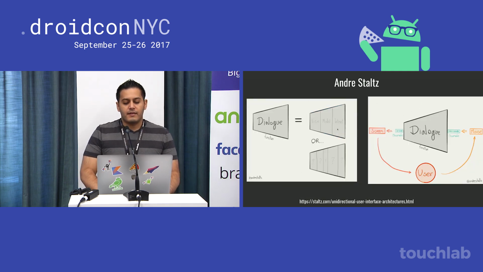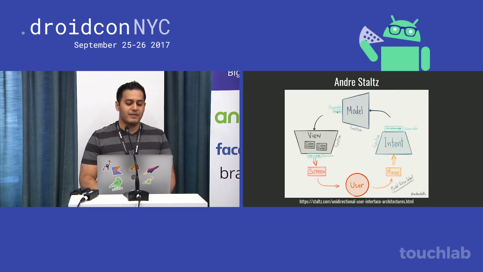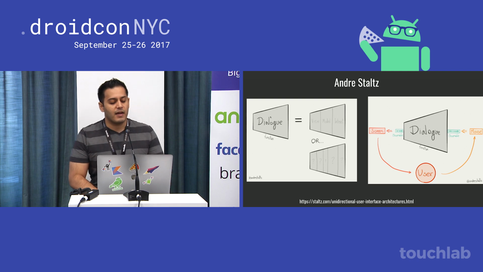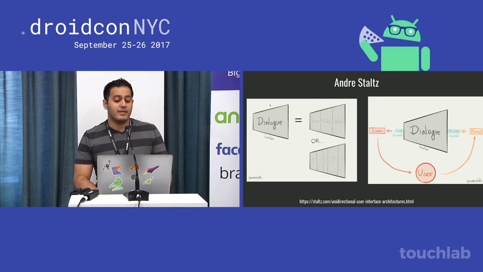So model view intent, well, actually it's really intent model view, because that's the order that it goes in. You start from the intent, you go into the model, you go into the view, and cycle that way. I guess model view intent is just easier to say. But what he says is you can represent this function as, instead of viewing it as 3 separate pieces, you can abstract it into a larger piece called a dialogue.